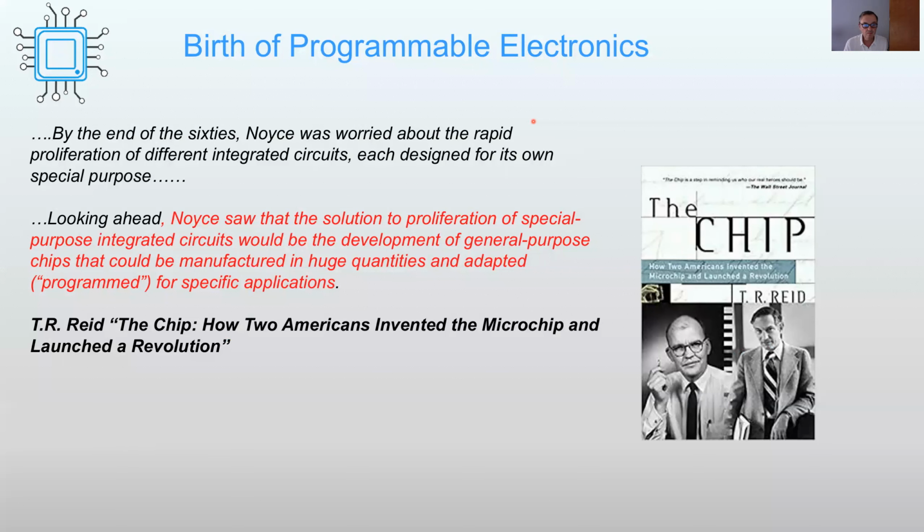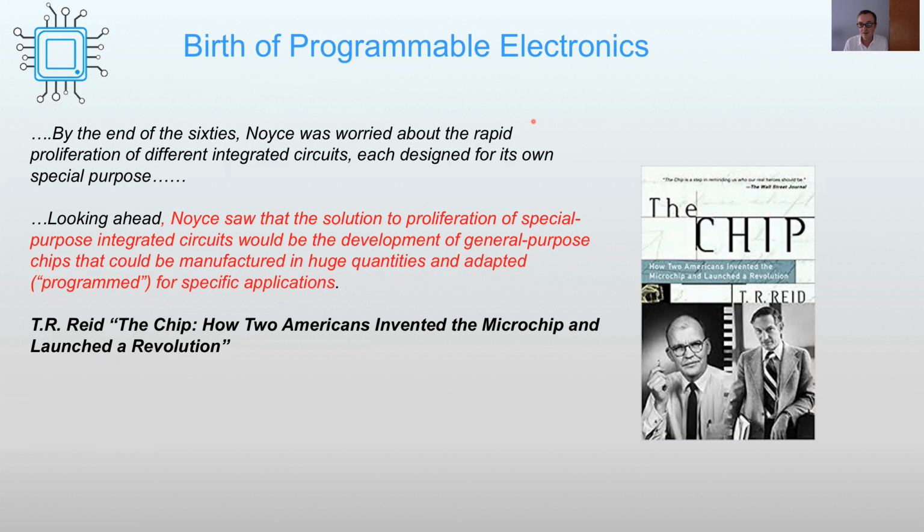So just to go back, by the end of the 60s in electronics, the transistor had been invented, and of course the integrated circuit. But by the end of the 60s, one of the inventors of the integrated circuit, Robert Noyce, also a founder of Intel, noticed that there was a rapid proliferation of different integrated circuits, each one designed for a specific purpose. He was worried about this, and he predicted that there would be a solution to this problem based on the development of general purpose chips that could be manufactured in huge quantities and also adapted to specific customer needs by programming. Okay, so this is the genesis, let's say, of probably the microprocessor and many other devices.